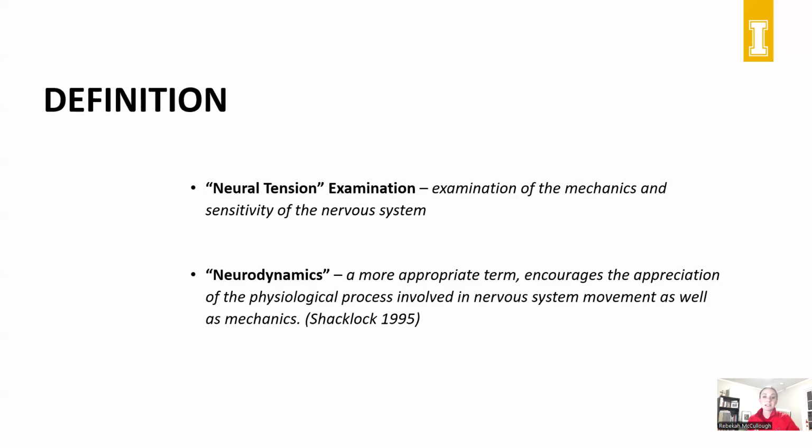So a neural tension examination is just an examination of the mechanics and sensitivity of the nervous system. It's a term that has been used frequently or historically in the literature. However, in 1995, Shacklock suggested the term neurodynamics instead, as a more appropriate term because it encourages the appreciation of the physiological process involved in nervous system movement as well as the mechanics. So essentially they're the same thing. Neurodynamics is just a little more specific.